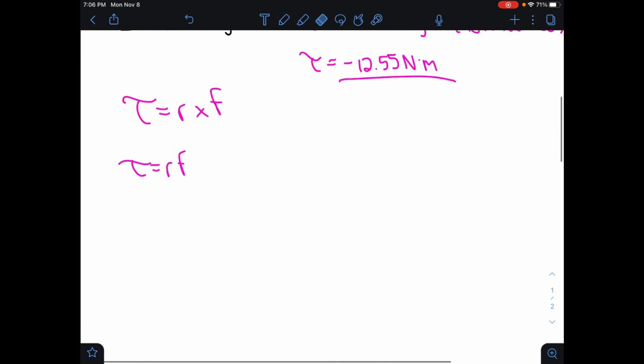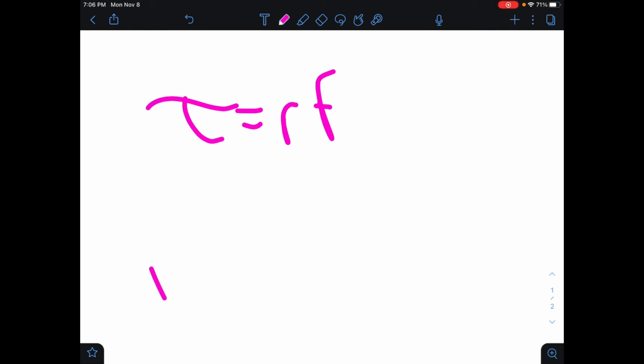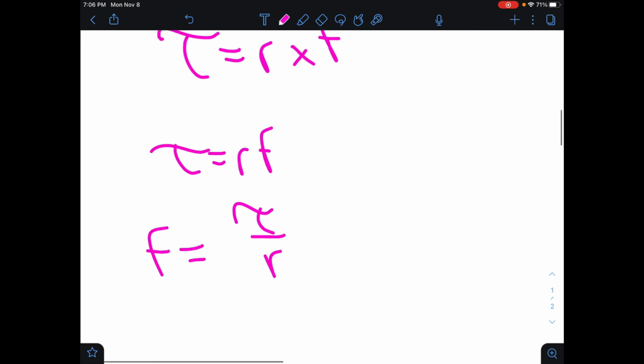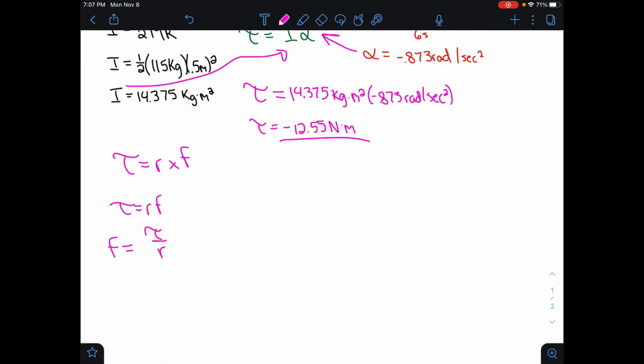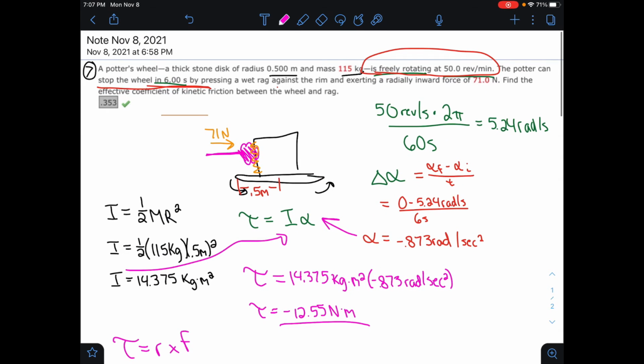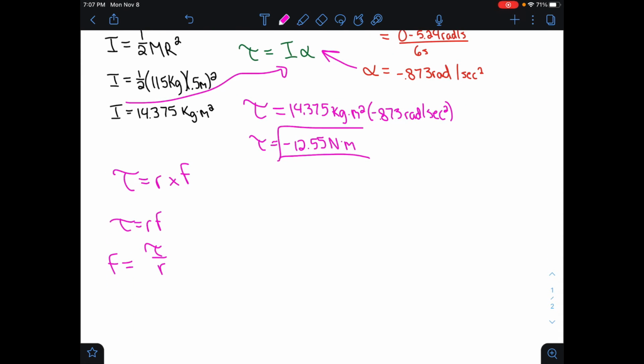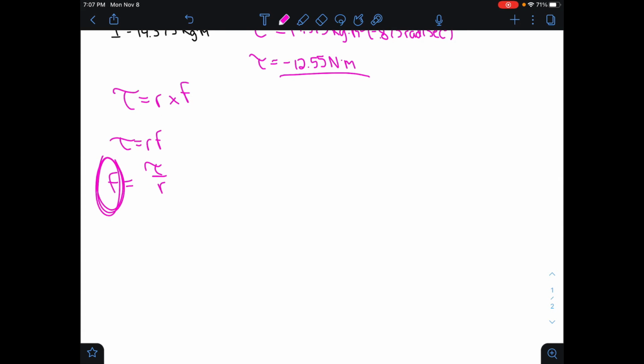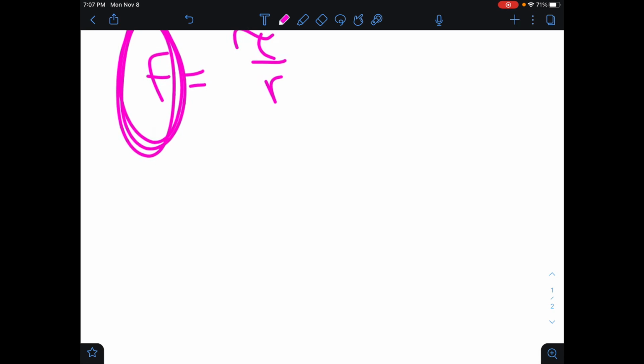Now we have torque and we have a radius. So here is our force. We need F is equal to T over R. And the reason for this is that's the actual force being applied to it. Let me explain this. We're actively using 71. Because of the coefficient, only this force is actually being applied because of the friction. So we need to find that force.